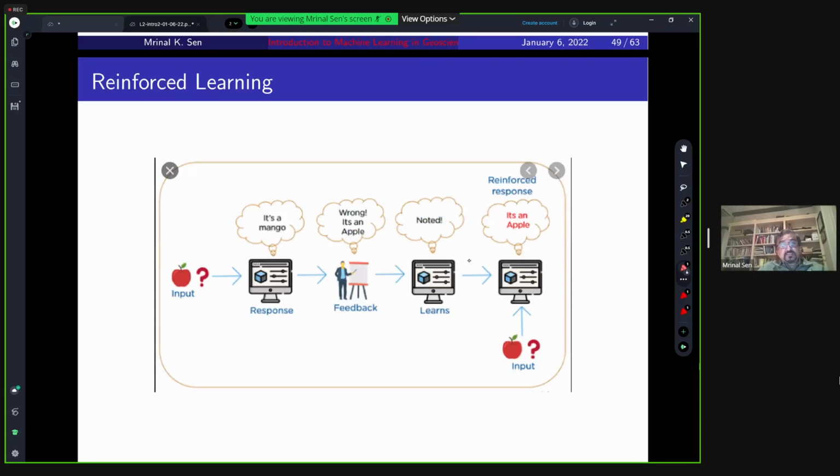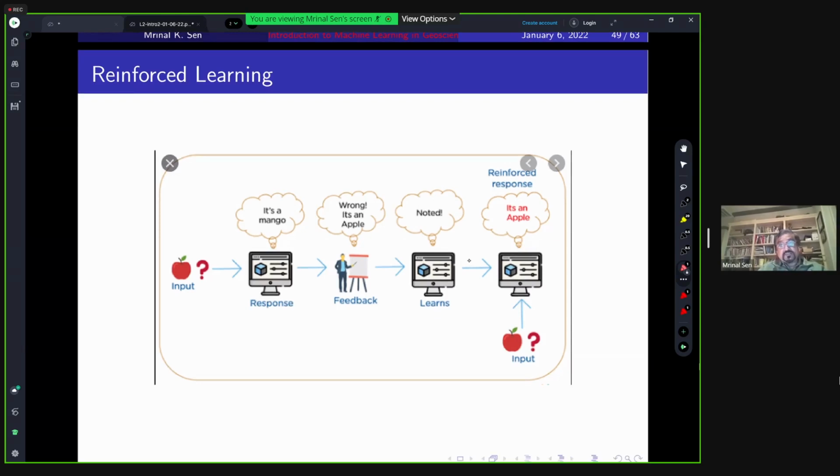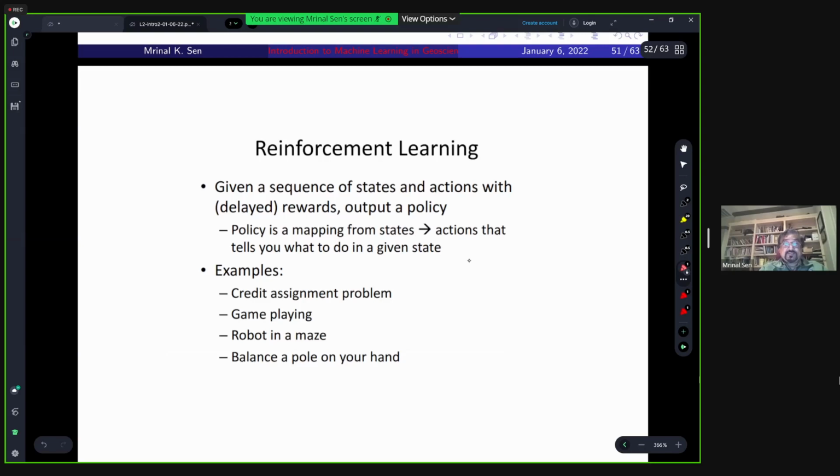Now, there's one method that I'm not going to discuss in the class because there are too many topics to cover: reinforcement learning. Reinforcement learning is a process where, let's say you have an input, which is an apple, and your response is it's a mango. But then you give it feedback: no, it's wrong, it's an apple. And this is noted because it is used as a penalty. However, if it did find this to be an apple, then you get a reward. So there is this penalty and reward as a part of training that is used in reinforcement learning. In some applications this can be very, very useful, but I'm not going to talk about that in this course.